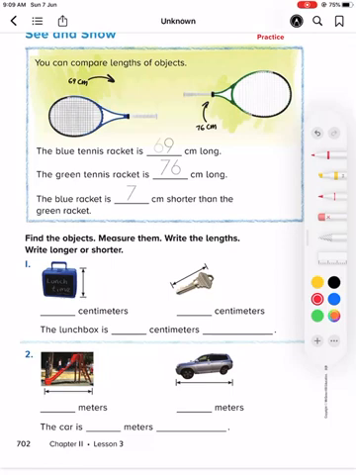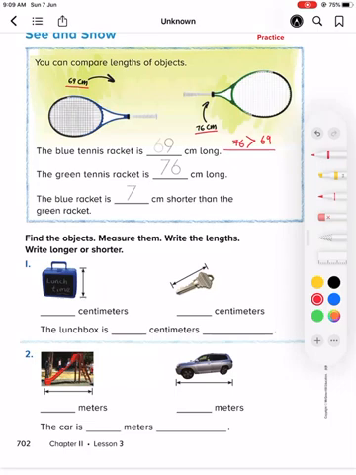measuring them. After we measured them, we saw that the blue racket is 69 centimeters and the green racket is 76 centimeters. And that was really cool. We knew that the green racket is the longer one and the blue racket is the shorter one. So 76 is greater than 69, and this is very easy.